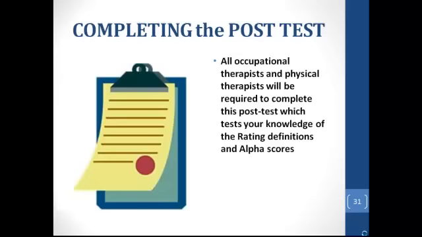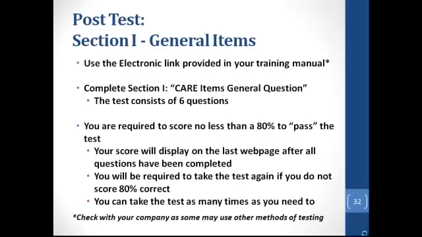Now it's time to take the test. As stated earlier, all occupational therapists and physical therapists will be required to complete this post-test, which tests your knowledge of the rating definitions and alpha scores. Most therapists will take the test electronically. You will find the electronic link provided in your training manual. However, some companies may choose to test therapists using other methods, such as paper and pencil. So if you don't find the link in your manual, check with your managers.